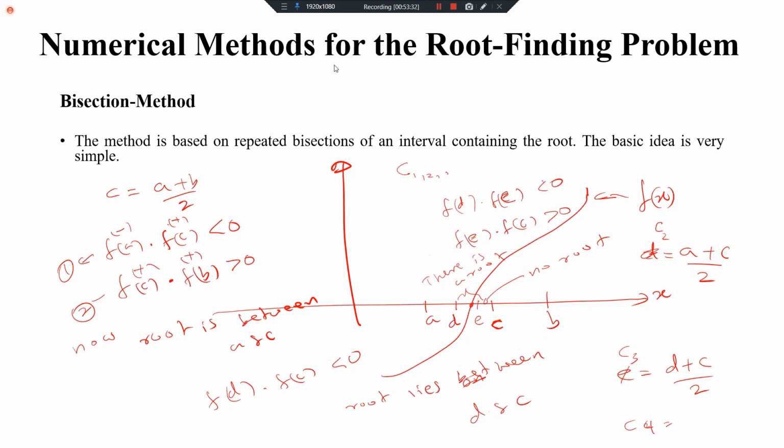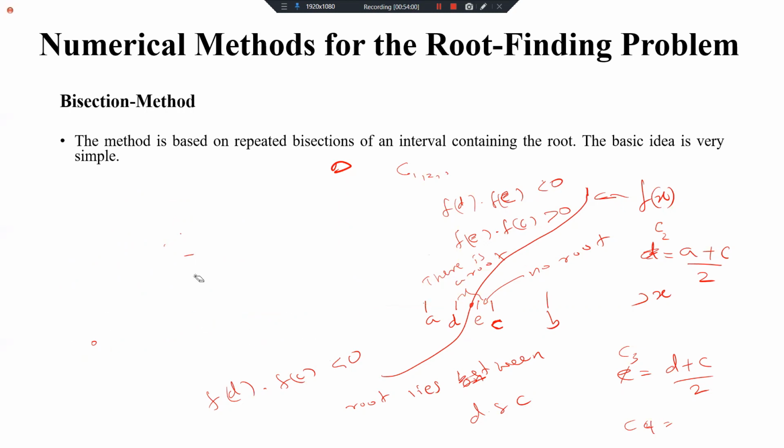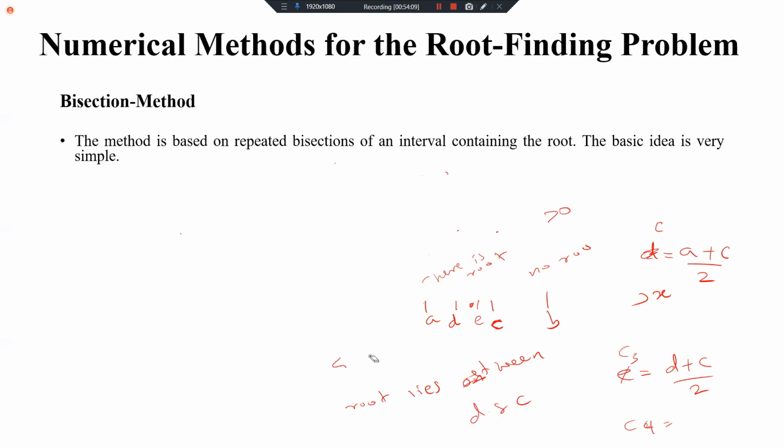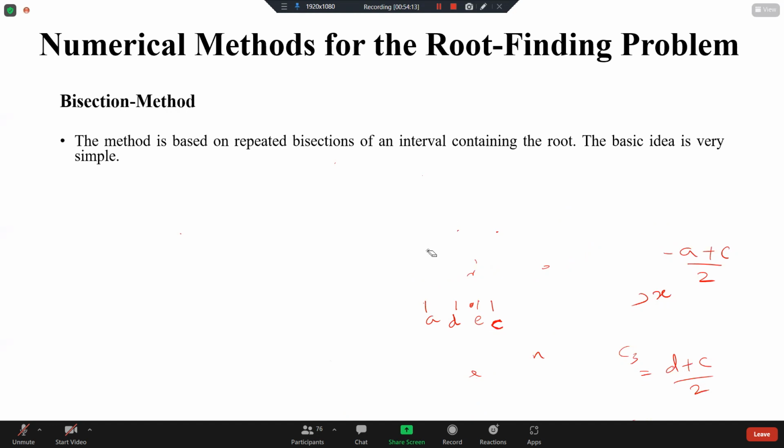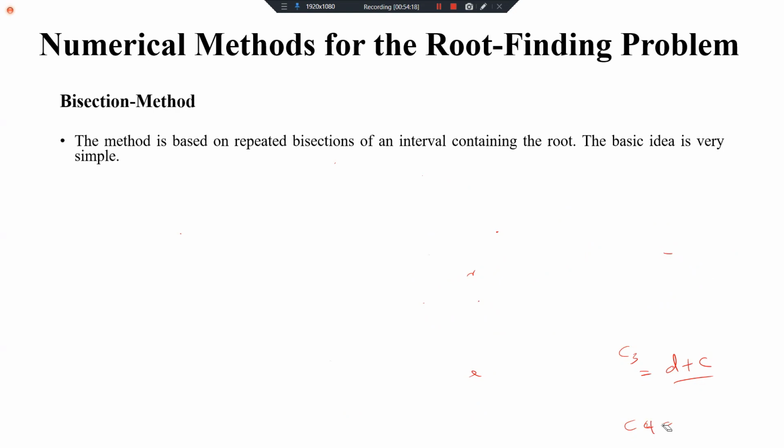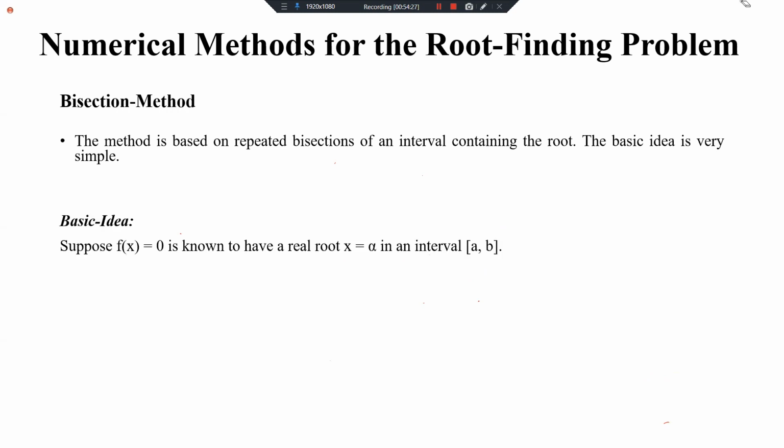Is this clear or no? Okay, so again I will erase. Now in the bisection method, basically what we are going to do is this kind of thing. This kind of iteration actually.